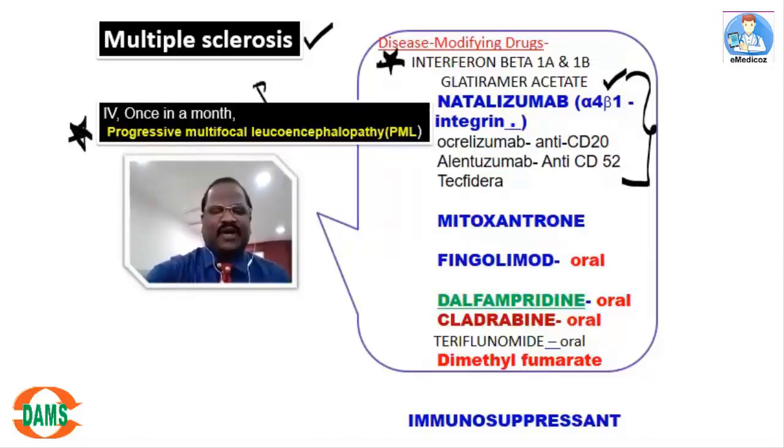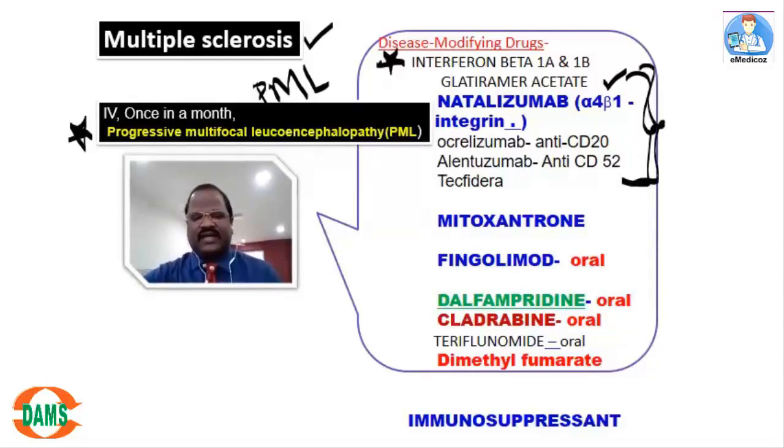PML means progressive multifocal leukoencephalopathy. Another MAB, ocrelizumab, targets CD20; alemtuzumab targets CD52. So remember, these are three important MABs useful for MS. And then tecfidera, an immunosuppressant, and mitoxantrone, actually an antibiotic anti-cancer drug. This drug may cause cardiac side effects.